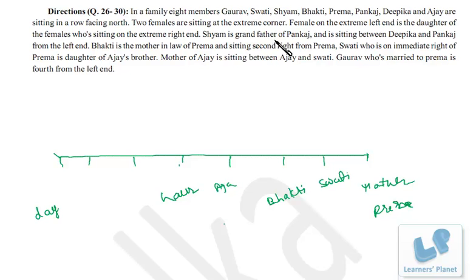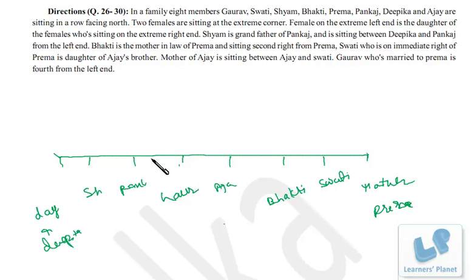After that, Shyam is grandfather of Pankaj and is sitting between Deepika and Pankaj. So now we have two positions for Pankaj and Shyam. So it must be Shyam, it must be Pankaj, and she must be Deepika.